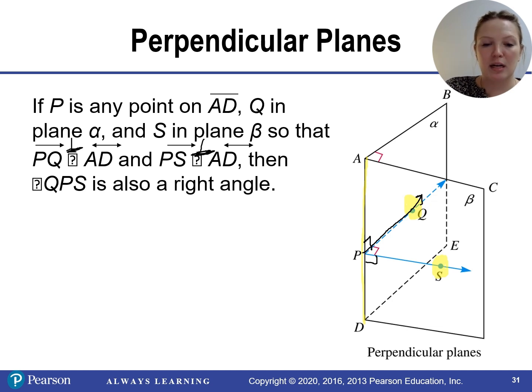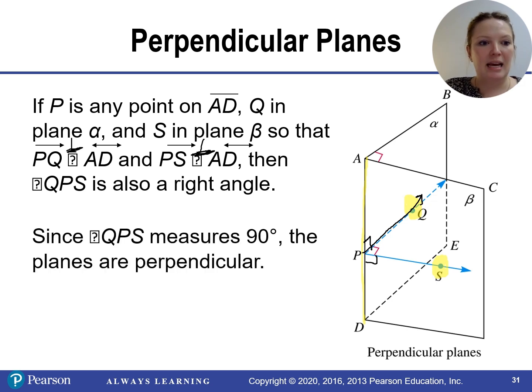If we have these two points in these two different planes, with lines intersecting line AD at a 90-degree angle, then QPS is also a right angle. And since angle QPS measures 90 degrees, we say that these planes are perpendicular, the planes that Q and S came from.